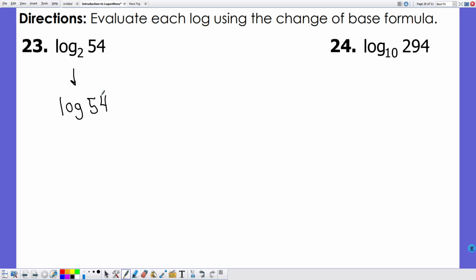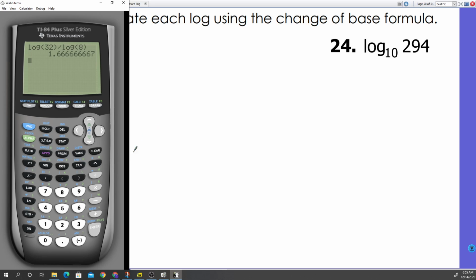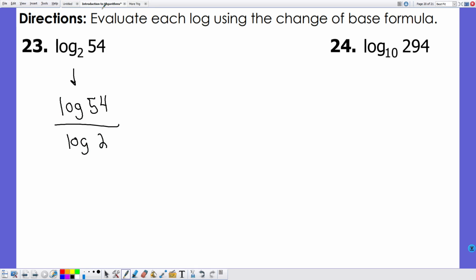Log of 54 over log of 2. You can see my enthusiasm is gone, because when we reduce it to calculator work like this, as a student, I appreciated it. All right, 5.7, blah, blah, blah. Because it was so easy. But as a teacher now, it's like, oh my gosh, get me out of here.